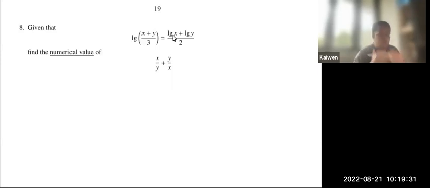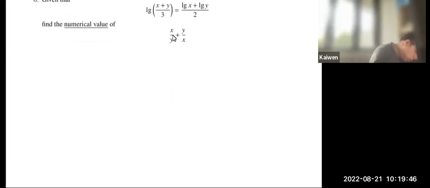Because number 1, it is impossible. There's no way you can find x and y because you're only given 1 equation and you're given 2 unknowns. It is literally impossible. The way to do this question is you're going to perform a very special form of substitution. And what is this? I'm going to show you now.